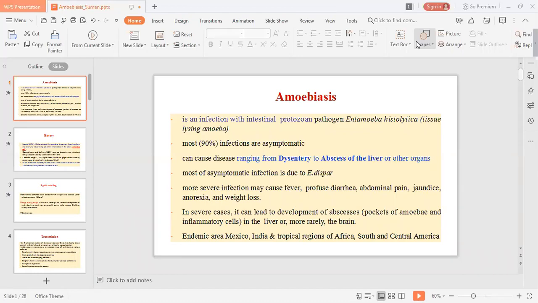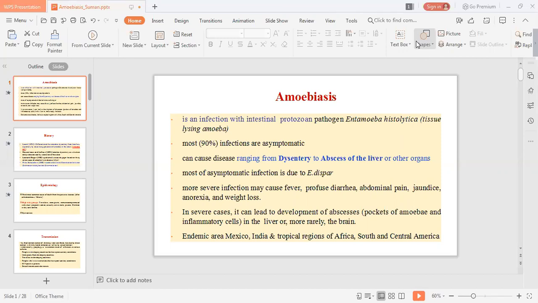Particularly, this parasite can cause disease ranging from dysentery to different types of abscesses in the intestine, and abscesses in the liver, lungs, and occasionally the brain. And mostly the asymptomatic infection is not due to Entamoeba histolytica but by a different pathogen, a parasite known as Entamoeba dispar.